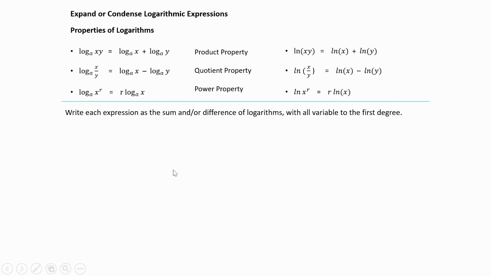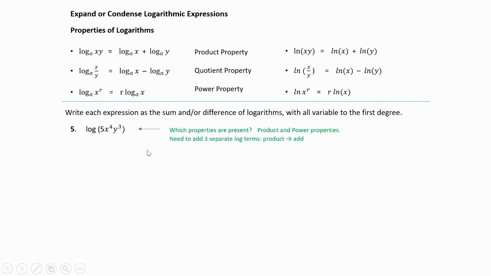Now, it says here, write each expression as a sum or difference of logarithms without variables to the first degree. This is example number 5. So this is in a single log. I want to put it in expanded format. Okay. So you notice, guys, here which properties are present. We know it's property number 1, right? Because here we're multiplying, and also number 3, the power property, because we have exponents. So product and power properties.